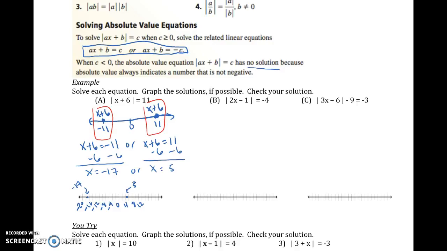I'm going to skip the check because I've been showing you the check for the other notes so far, and you guys know how to check. So you want to just make sure you check both those answers.